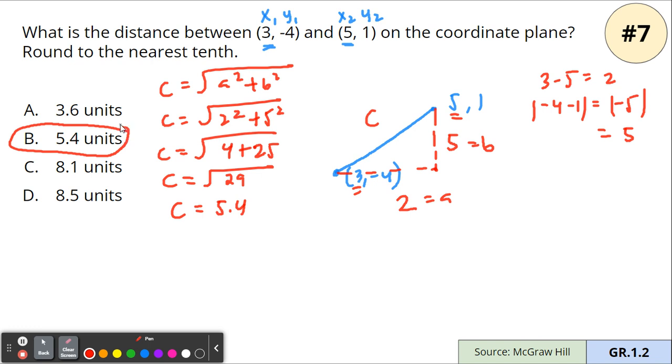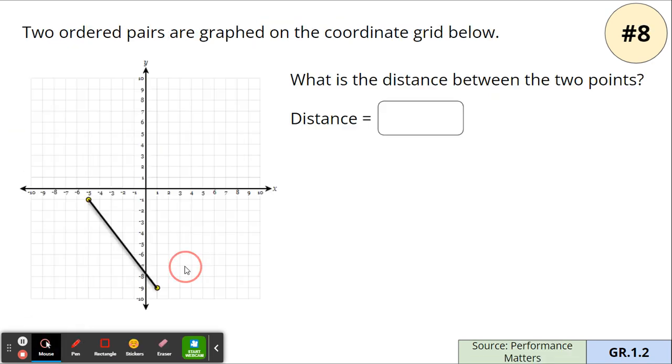So again, you can find the distance for our A and B by getting the horizontal distance, subtracting the x, and also the vertical distance, subtracting the y from each other. Remember, it's always absolute value, so it's always positive. Okay, moving on to question number 8.